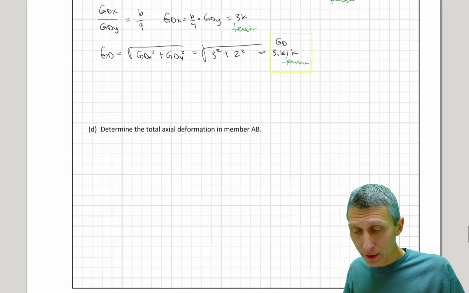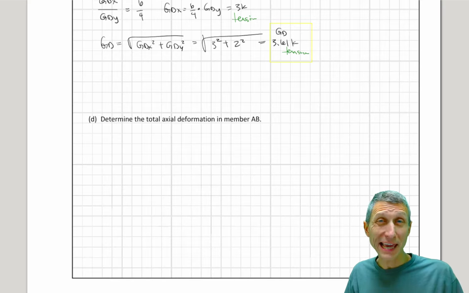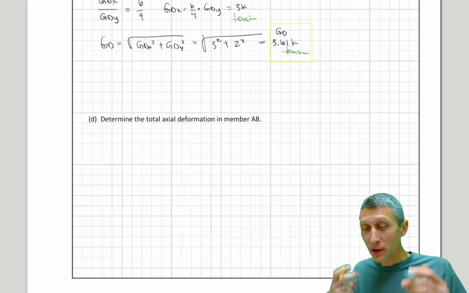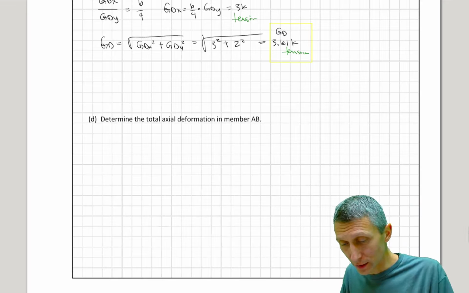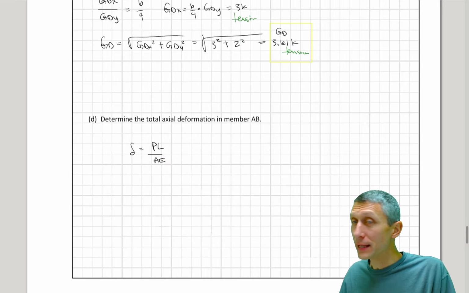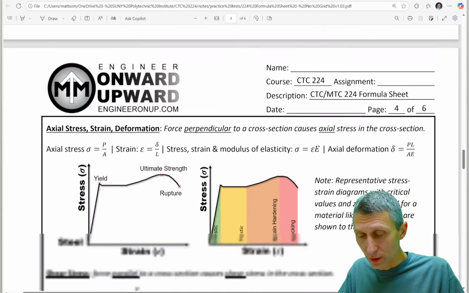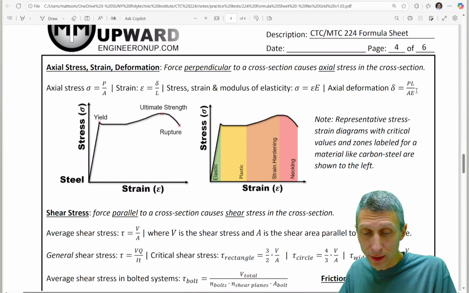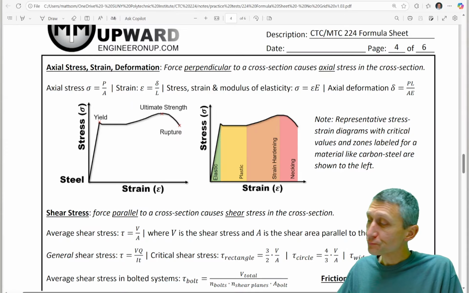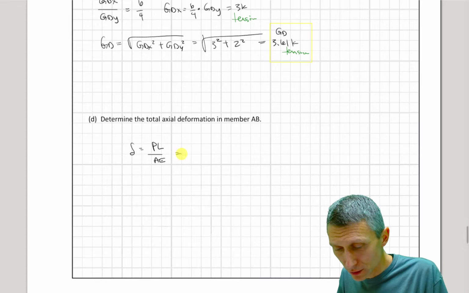If we keep coming down here, the last thing that I put on this was determine the axial deformation in member AB. Axial deformation goes back to stress, strain, elongation, and specifically the formula delta equals PL over AE. I don't know if you remember that one, but it is on the formula sheet. If you come back down here in the formula sheet, and we look down at this point, the axial deformation delta is PL over AE. So you just have to be concerned with the units.